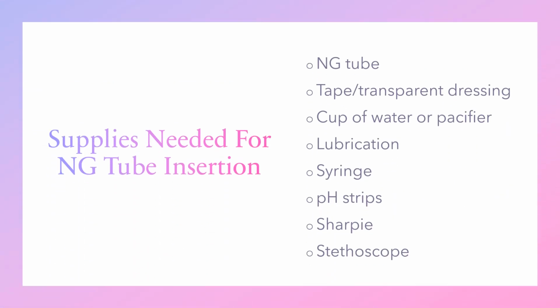Supplies needed for NG tube insertion. You will need an NG tube, tape or transparent dressing, a cup of water or pacifier, lubrication, syringe, pH strips, Sharpie, and a stethoscope.